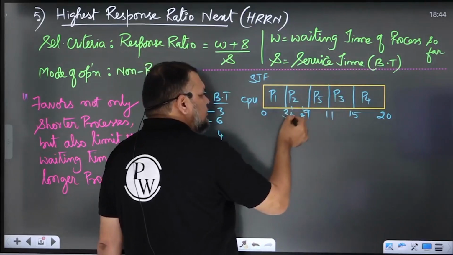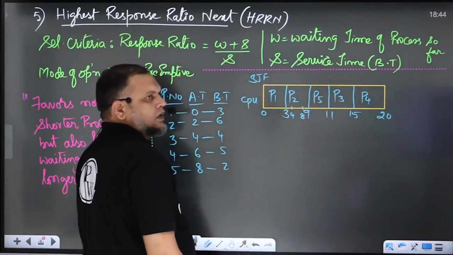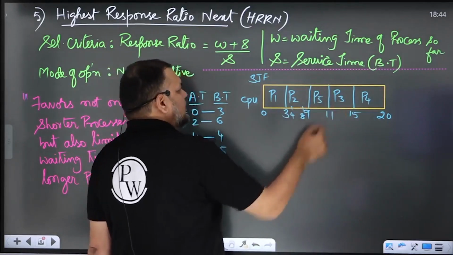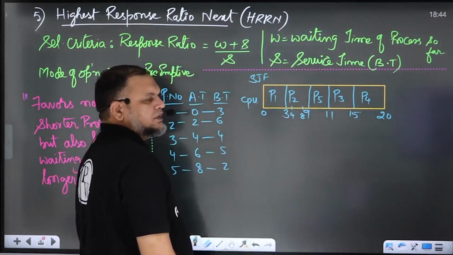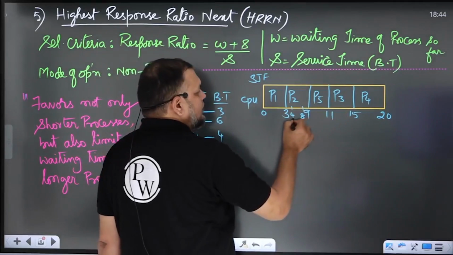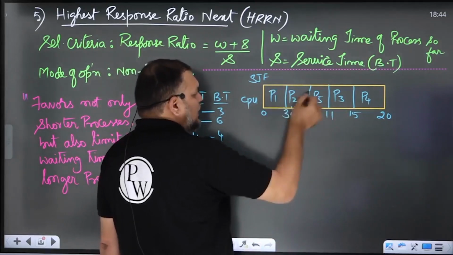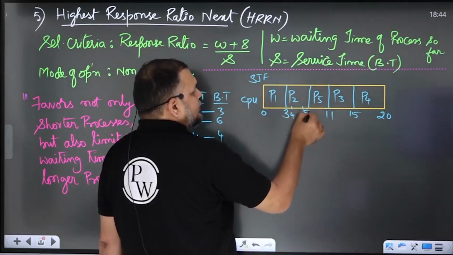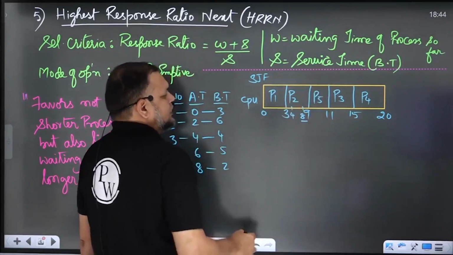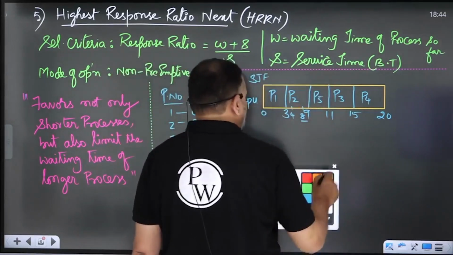P3 came at time 4 but was not favored. It has waited a long time. From 4 it waited up to 11. So I don't want this immediate favoritism. This fellow came just now and got scheduled. So that is what I will write here.